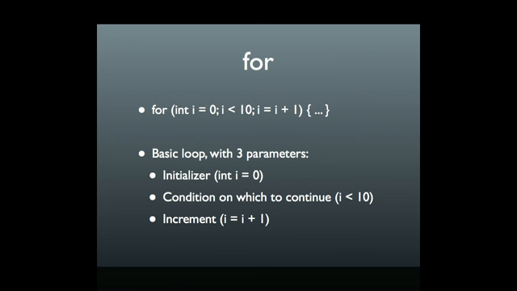The first one is the initializer. It is used to set the values of the variables that will be used throughout the loop, and it's only called one time at the very beginning of the entire for statement. It's not called at the beginning of every iteration.